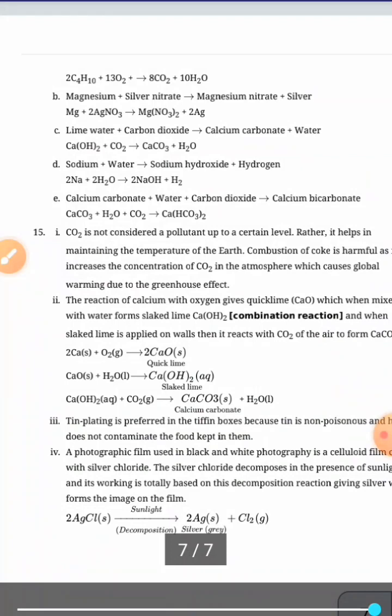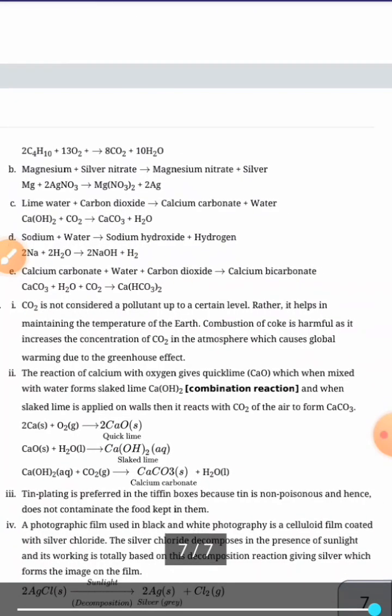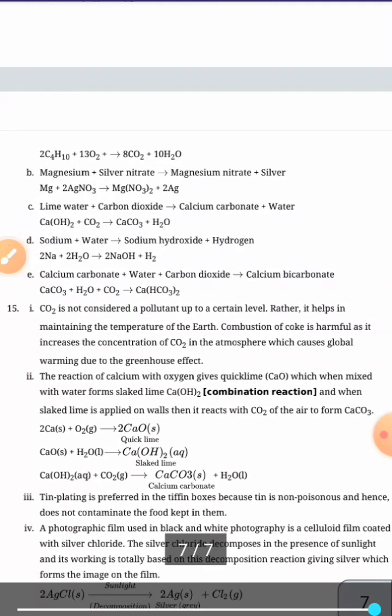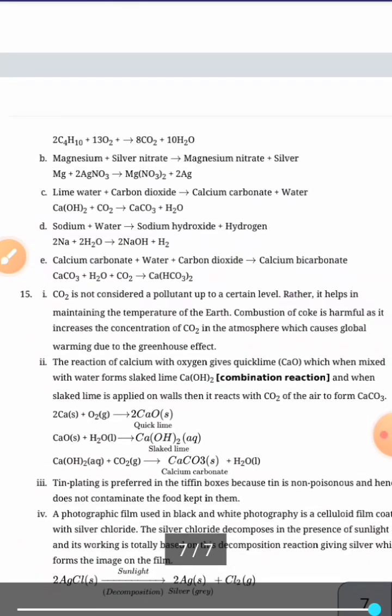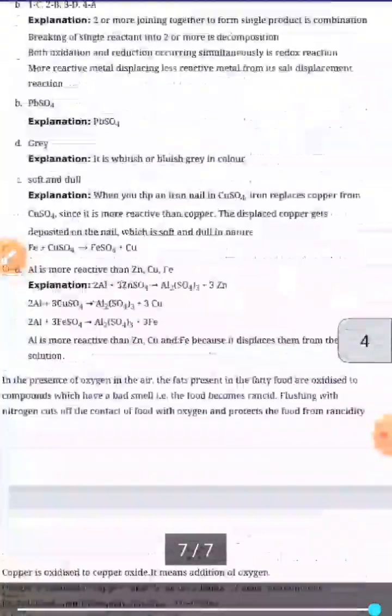Answer number 5. This is a 5-mark question. First, CO2 is not considered a pollutant up to a certain level. Rather, it helps in maintaining the temperature of Earth. Combustion of coke is harmful as it increases the concentration of CO2 in the atmosphere, which causes global warming due to the greenhouse effect. Question number 2.